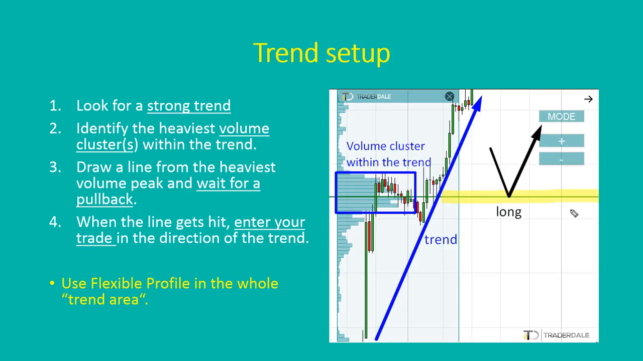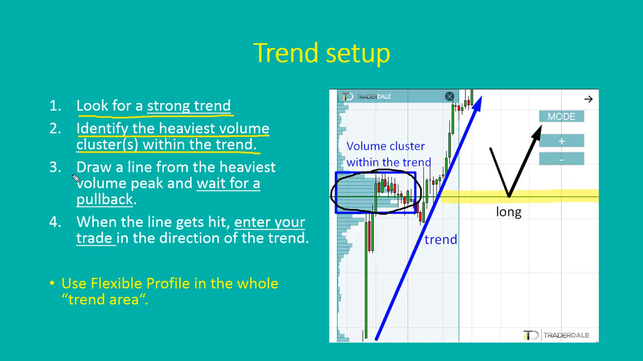So the steps to follow in this setup are, first, you look for a strong trend like this one. And you can do it, for example, on the 30-minute chart when you're doing intraday analysis, all right? 30-minute chart is the ideal time frame. Then within the trend, you identify the heaviest volume clusters within the trend. So in this case, there's only one, and it is this one.